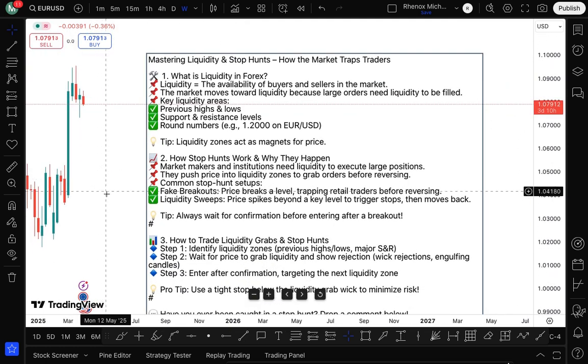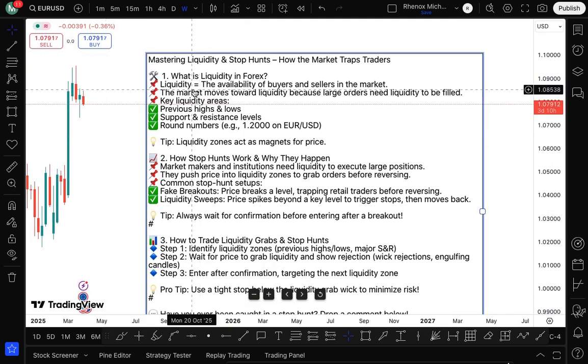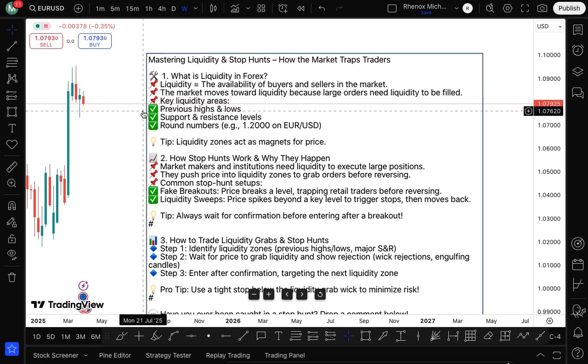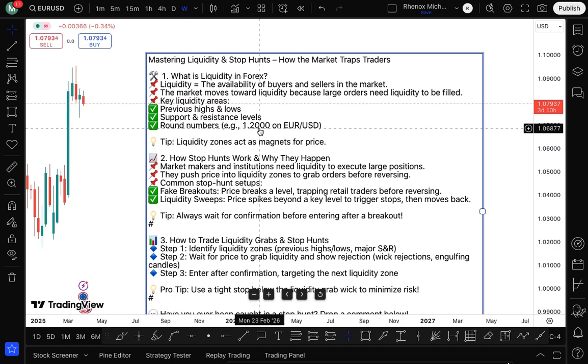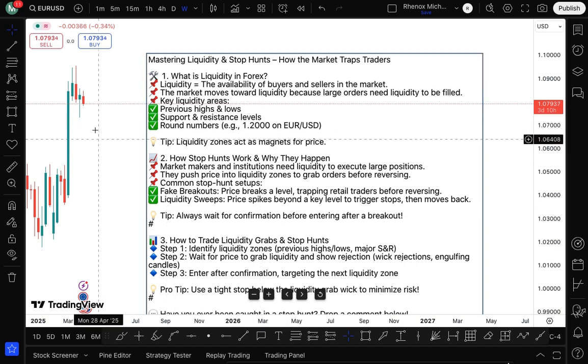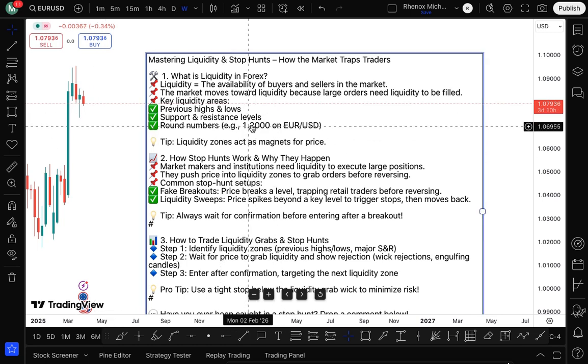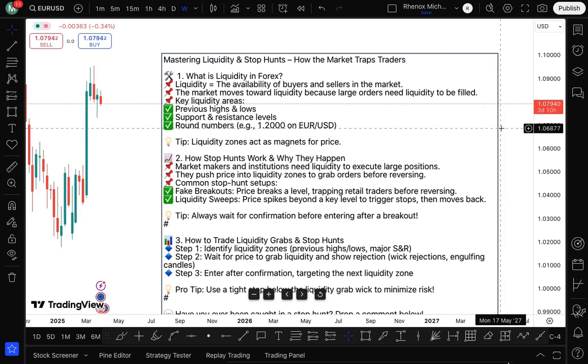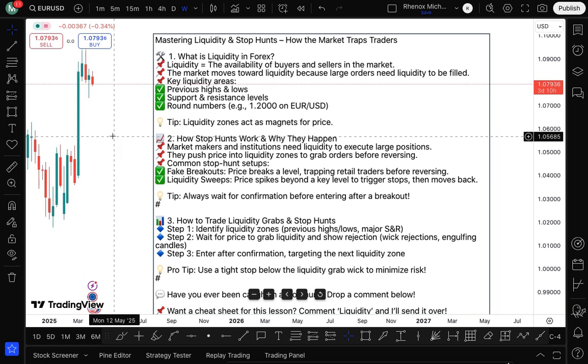Okay, so now, key liquidity areas were covered in the previous video. We had support and resistance, which are the past highs and lows on the charts where those orders are resting. You can find liquidity in these areas. Likewise, you can find it at round numbers, which are psychological levels on the charts. For Euro USD, you can find it at areas like 1.0900, 1.1000, like that. Those psychological levels are the areas where you find liquidity in the market.